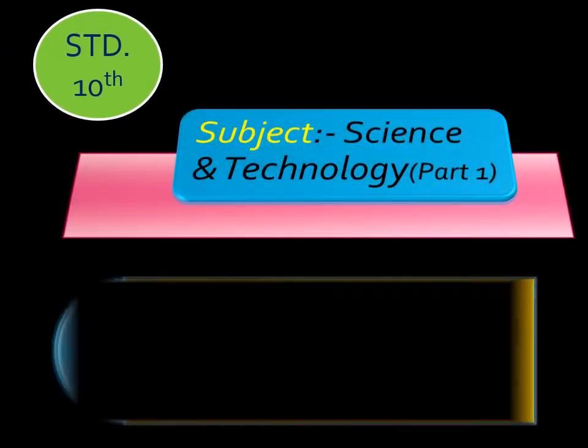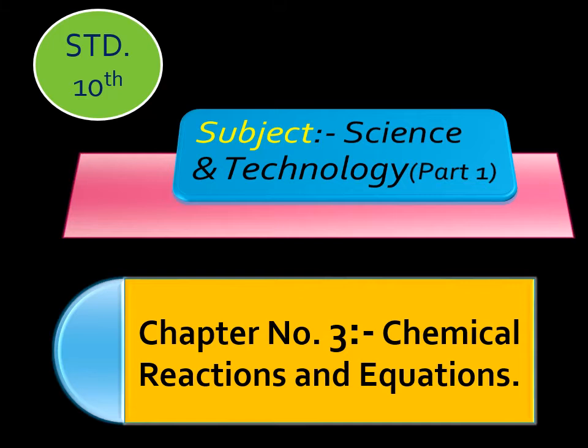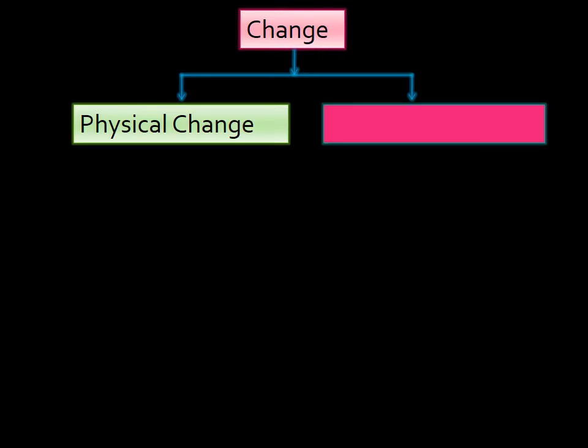Today we are going to learn about Standard 10th subject Science and Technology Part 1, Chapter number 3, that is Chemical Reactions and Equations. Now, first of all, let's study about change. Change is of two types, that is physical change and chemical change. Okay, so what is physical change?